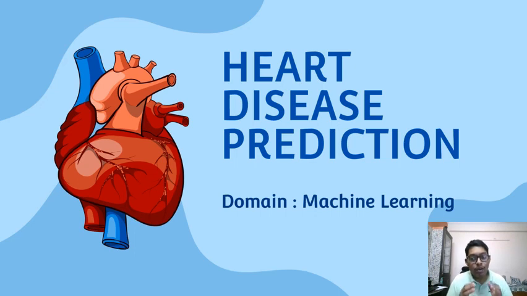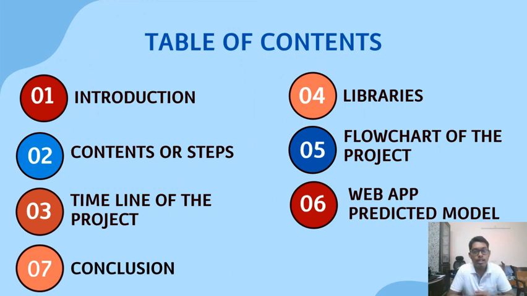So in this video, I'm going to present a new machine learning project that is heart disease prediction. Coming to the table of contents, first I'm going to explain a brief introduction of what heart disease is. Second, what steps are involved in this project. Third, the timeline of the project. Fourth, what libraries are imported in the machine learning code of this project. Fifth, the flowchart of the project. Sixth, the web app predicted model. And lastly, the conclusion.